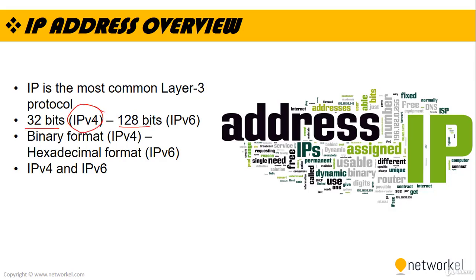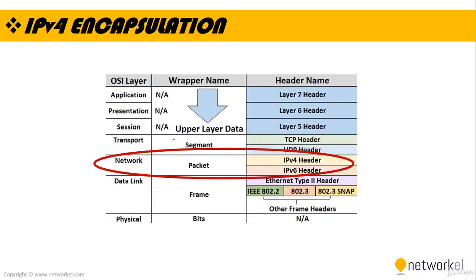IPv4 defines an IP address as a 32-bit number. However, because of the growth of the internet and the depletion of available IPv4 addresses, a new version, IP version 6, is used, and it uses 128 bits for the IP address.